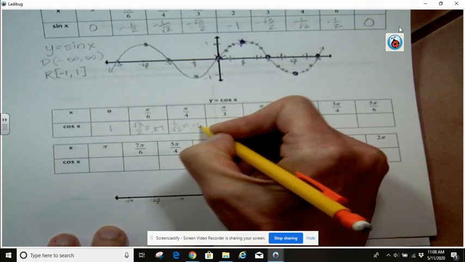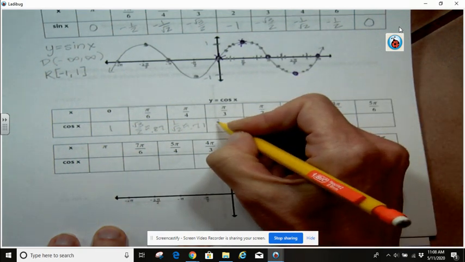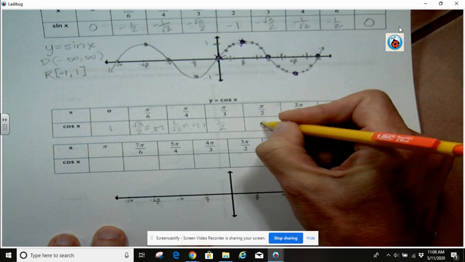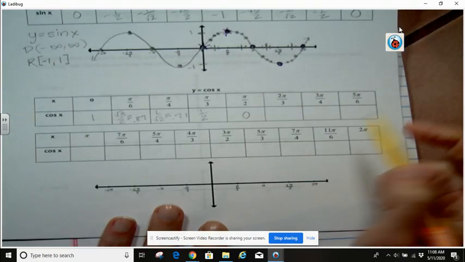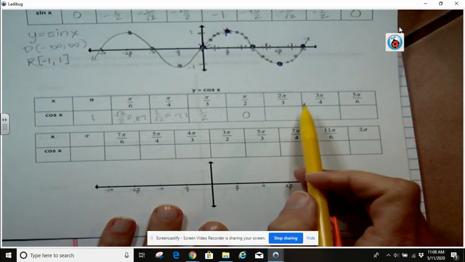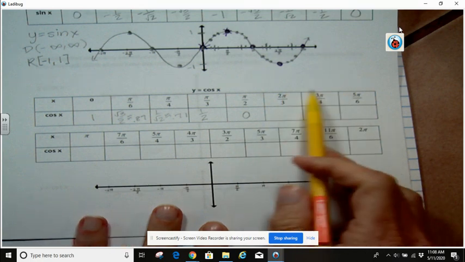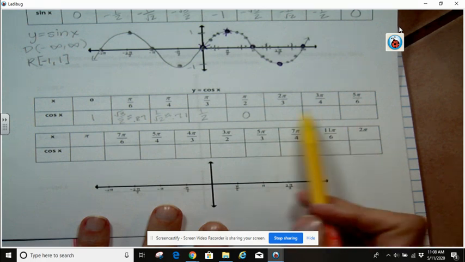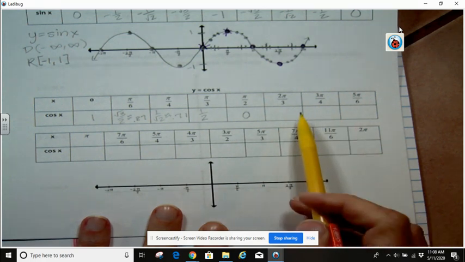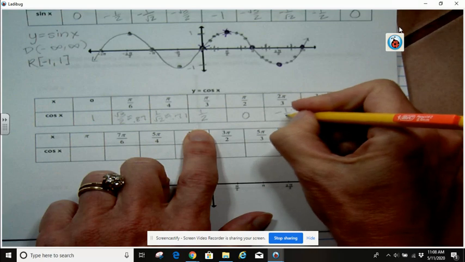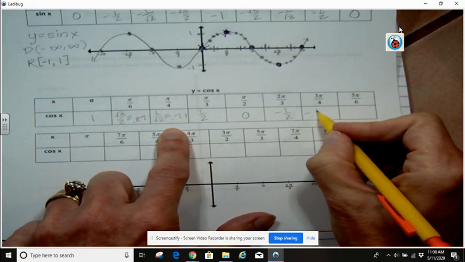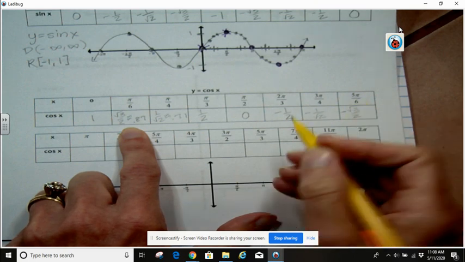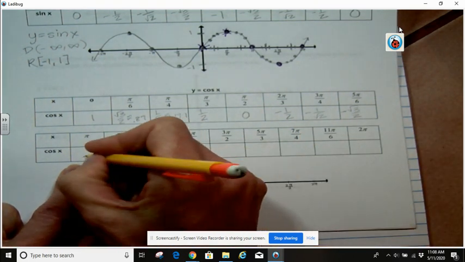Pi over 4 is 1 over square root of 2. That's about 0.71. Pi over 3 would be your 1/2. Pi over 2 is 0 comma 1. Again, we're writing the x-coordinate for cosine. In the second quadrant, we're going left and up. The x-coordinate is negative. So we're going to use the same values that we used here, except in the second quadrant, cosine is negative since you're going left. So this would be negative 1/2, negative 1 over square root of 2, negative square root of 3 over 2. Pi is negative 1, 0.